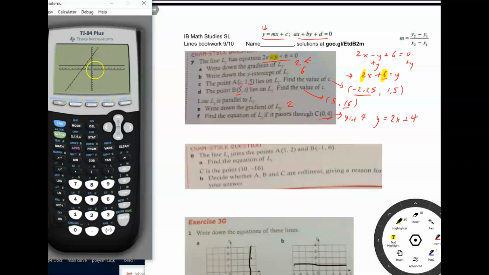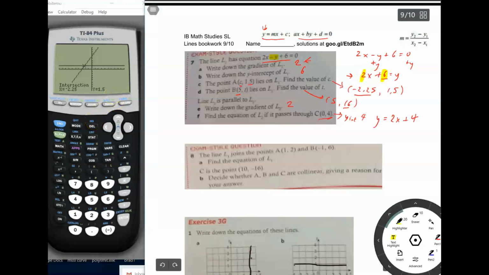So the way I can find that the value is negative 2.25, 1.5 is I can do intersect now. Second calc, intersect 5. Then first curve, second curve, we just enter twice. And the guess doesn't matter what it is either. So the intersection is negative 2.25, 1.5, just like we got using the table method. So you could either use a table method or you can program this desired y value as the second function y2, and then you see where they intersect.